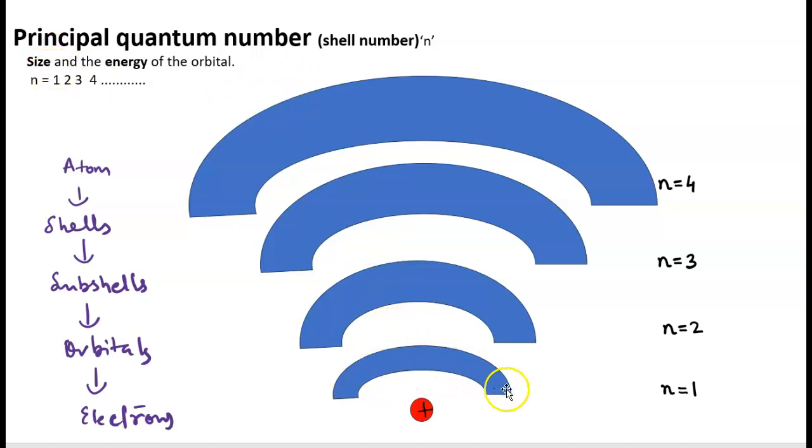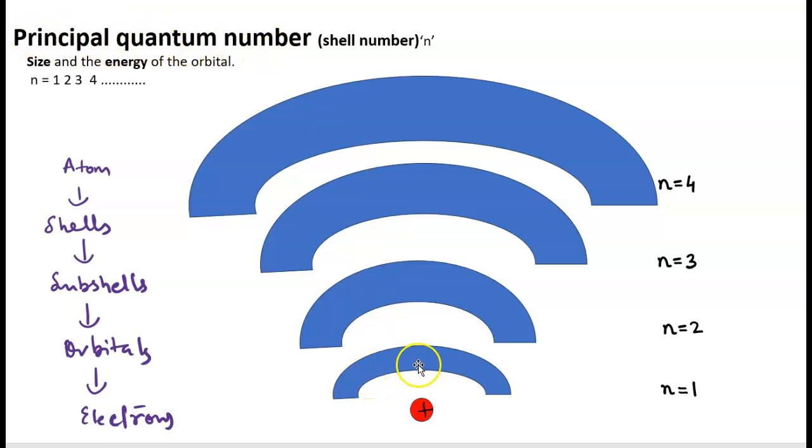the main energy level. So for this, the principal quantum number comes in, and it is denoted by the letter n. If n is equal to 1, that means we are talking about the first energy level. If n is equal to 2, we are talking about the second energy level. And in this way it goes on. Also, the size and energy of the orbital are determined by knowing the principal quantum number.